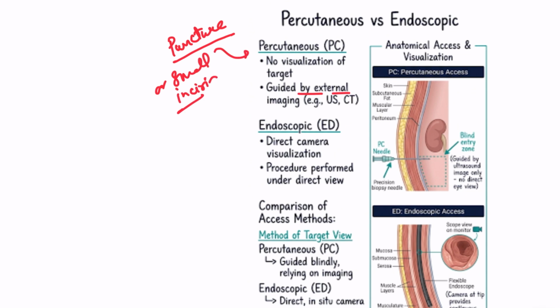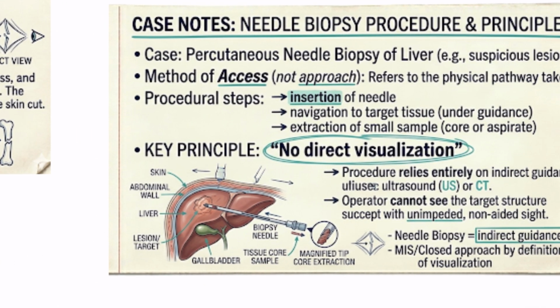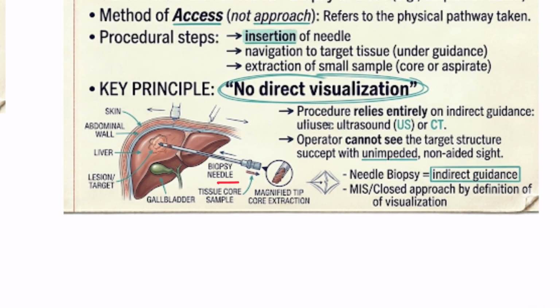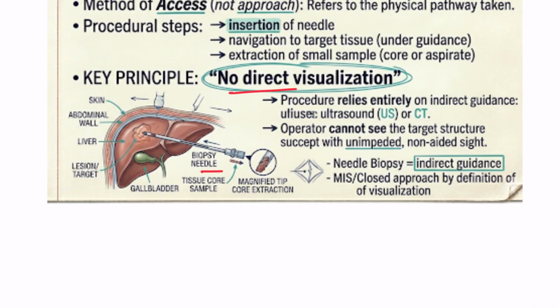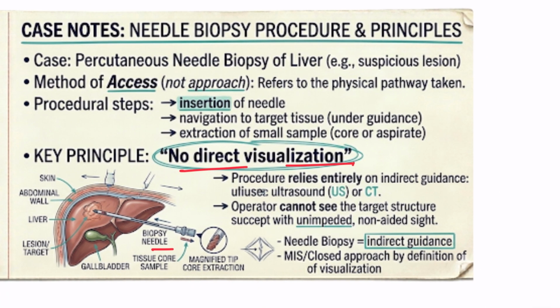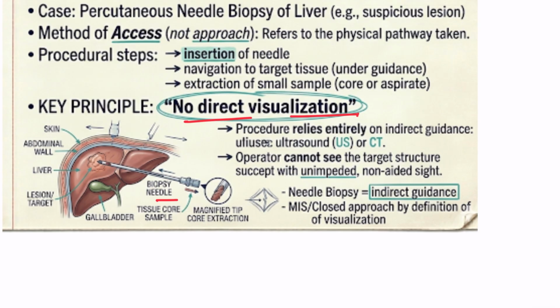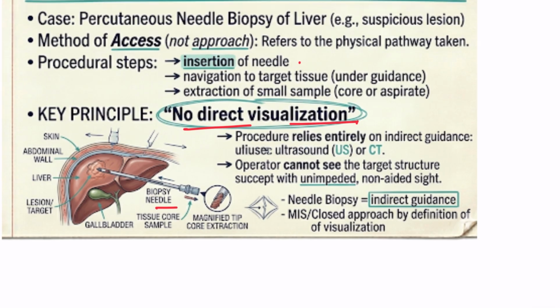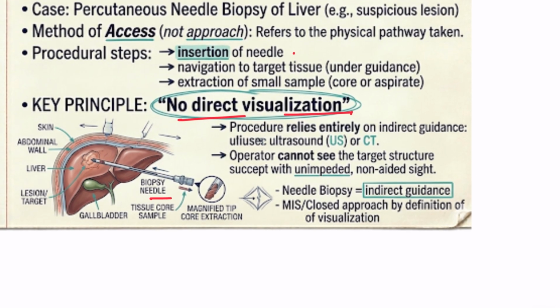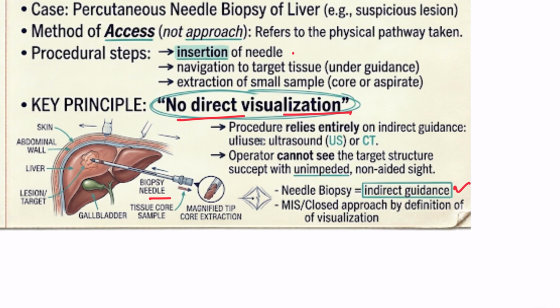Imagine inserting a needle in the body. You're reaching the structure, but you are not opening the body to see it. You are relying on guidance, not direct vision. In open, you see the structure directly. In percutaneous, you do not. This is the difference. Think about needle biopsy. The needle enters the body, a small sample is taken out, but the structure is not directly exposed. So, in that case, the approach is percutaneous. Percutaneous is entry through a puncture without direct visualization of the structure.